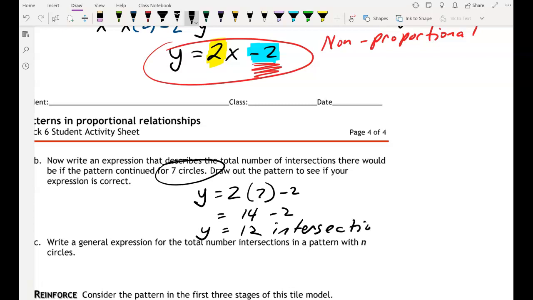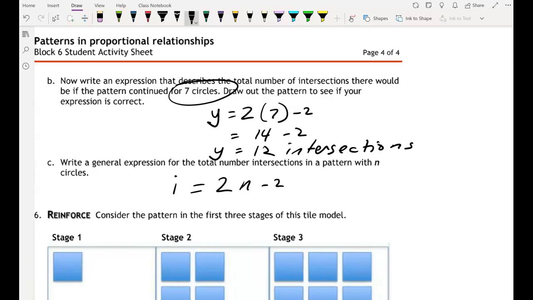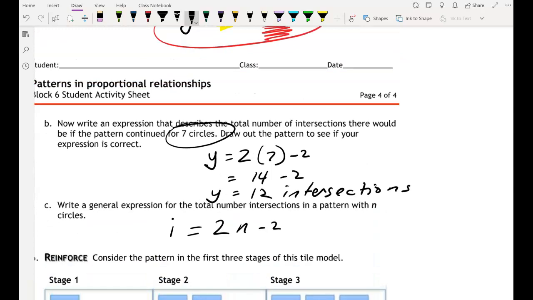And thanks to the algebraic rule, we can find that out for any combination of circles. And we've already done this. Now this says write a general expression for a pattern with n circles. Well, we know that the number of intersections will be equal to 2 times n minus 2. Okay, that's it.